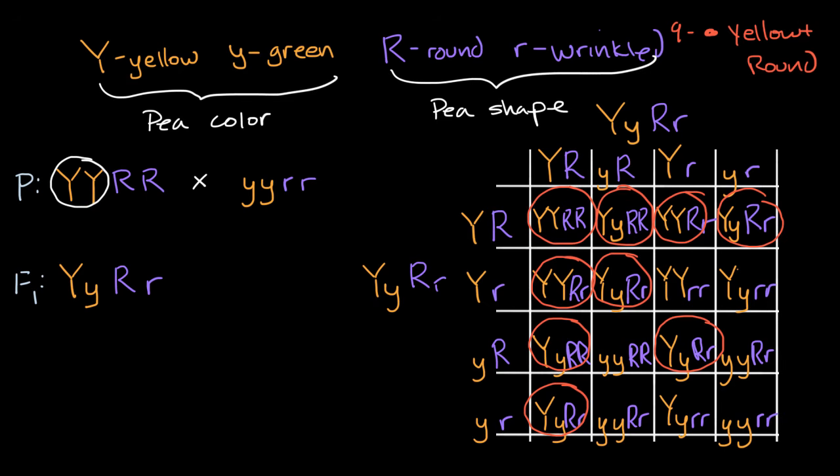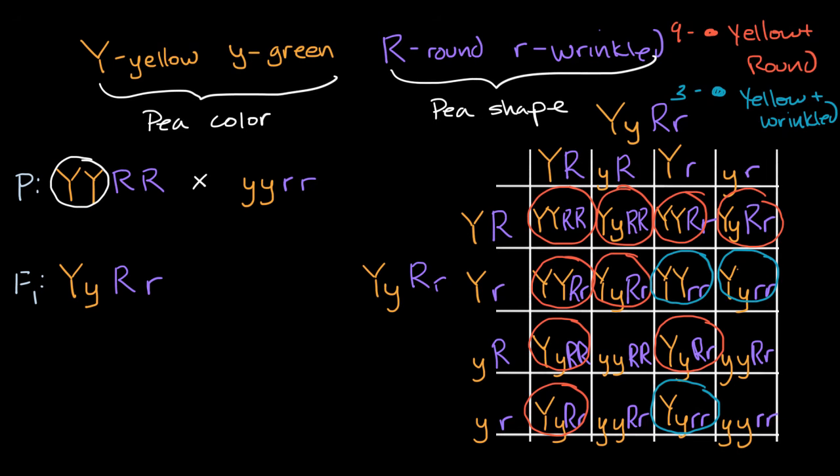Now, how many of these are going to be yellow plus wrinkled? Pause the video and think about that phenotype. So yellow and wrinkled, you're going to have a capital Y and 2 lowercase r's in order to be wrinkled. So you have at least one capital Y and 2 lowercase r's. Let's see, at least one capital Y and 2 lowercase r's. It looks like you have exactly 3 of them with that phenotype.